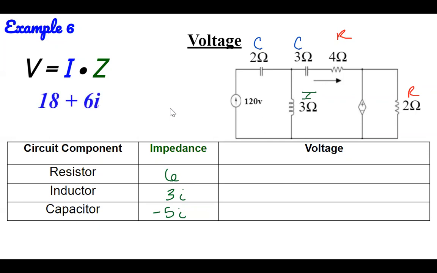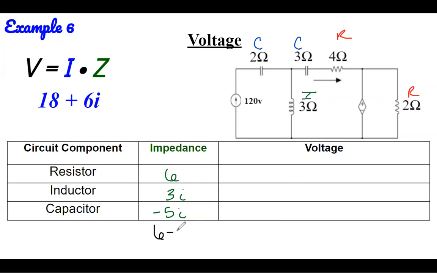It's going to be 6 minus 2i. So altogether, it's going to be 6 minus 2i. Perfect. The resistor, that'd be 6 times 18 plus 6i, which is 108 plus 36i. There you go. Pass it on, Joel. Victor, what's my next one? 3i.